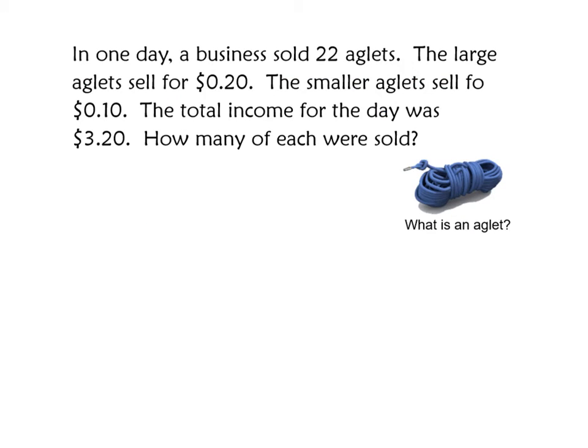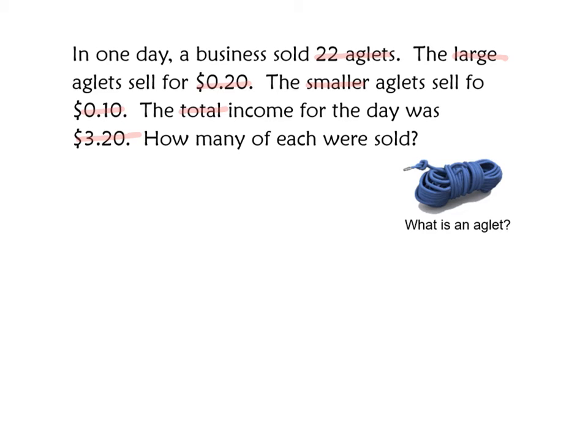In this example, it says, in one day, a business sold 22 aglets. The large aglets sell for 20 cents. The small aglets sell for 10 cents. The total income for the day was $3.20. How many of each were sold?